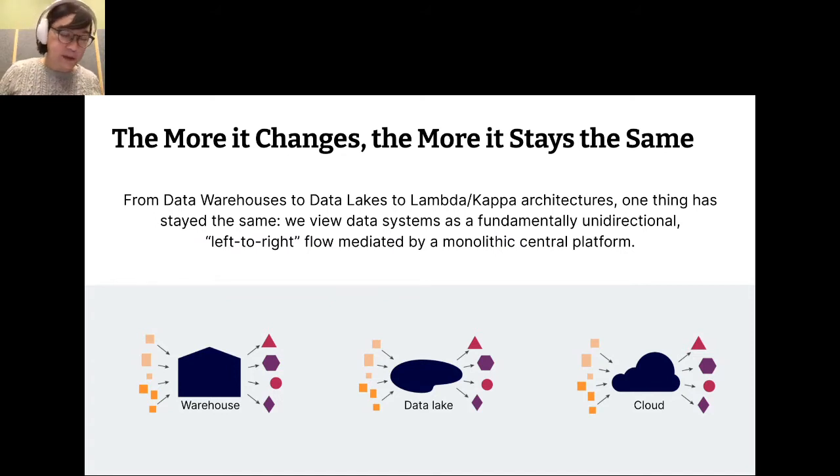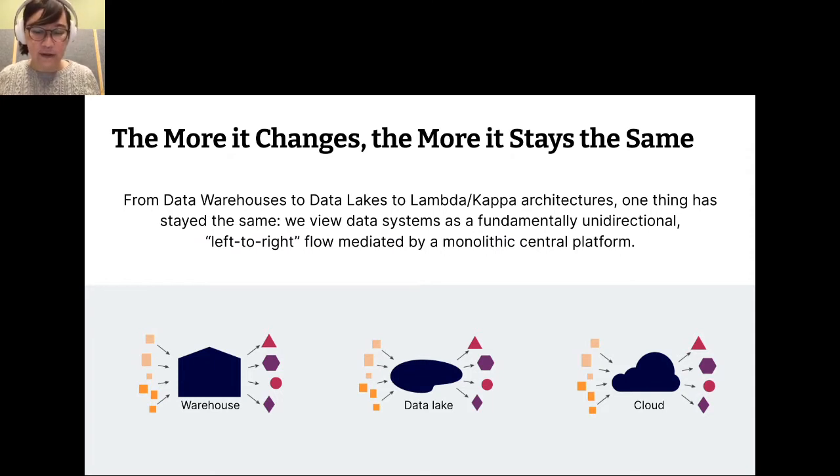We start with sources on the left and we have consumers on the right, and somewhere in the middle is some big monolithic object, some data warehouse or some data lake or whatever it might be, some combination of those. And that central monolithic platform mediates all of the communication between the people who need the data to use for their jobs and the people who generate or have the data and need to make it available. And this monolith creates a massive barrier in between those two important stakeholders.